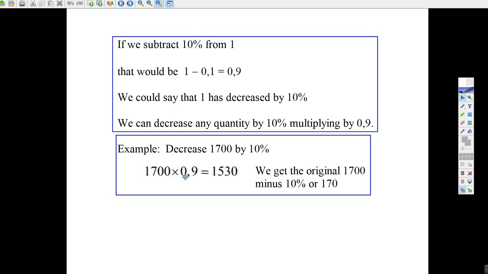This should make sense, though. It's as if you multiplied it by 1. You got 1,700, but then you subtracted 170. And that's how you get to 1,530. But just remember, subtract the percentage from 1 and multiply, or add the percentage to 1 and multiply.